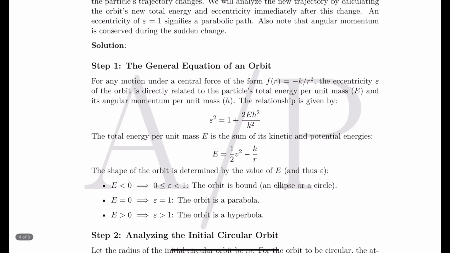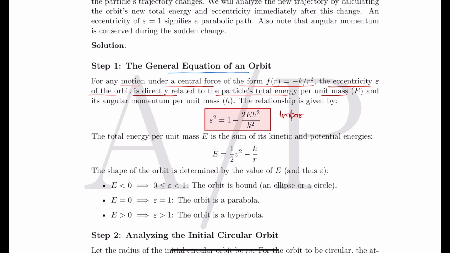Okay. So let us try to understand the general equation of orbit. For any motion under a central force of the form minus k divided by r square, the eccentricity e of the orbit is directly related to the particle's total energy per unit mass. This is an important formula which you must memorize at any cost, because it relates energy to the eccentricity of the orbit.